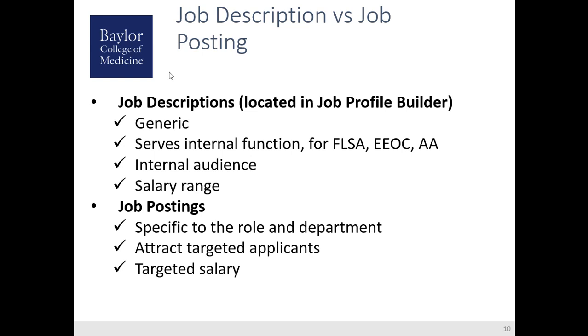There's a salary range associated with it, so we're not paying people less than the salary range or higher than the salary range. It's really meant for an internal audience, so people at Baylor. A job posting is very specific to the role and the department, and the point of the job posting is kind of like an advertisement where we're trying to attract targeted applicants, and it will have a very targeted salary. It will have your budgeted salary amount. And so usually when we're using the salary in job postings, we'll post the minimum and the pay grade up to the budgeted amount, which oftentimes is midpoint.